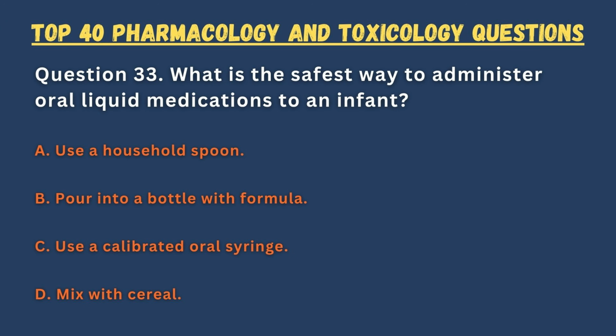Question 33. What is the safest way to administer oral liquid medications to an infant? A. Use a household spoon. B. Pour into a bottle with formula. C. Use a calibrated oral syringe. D. Mix with cereal.